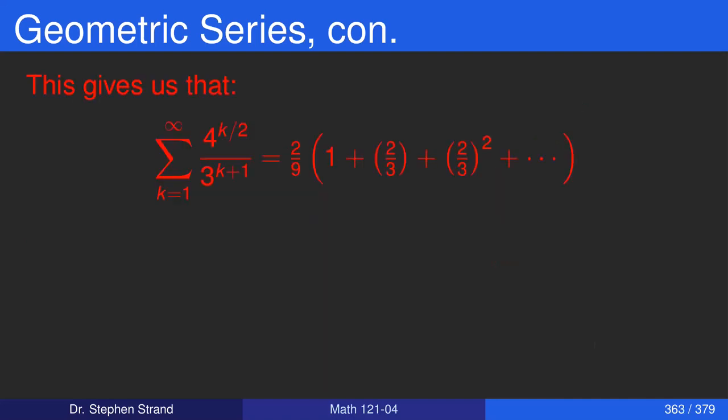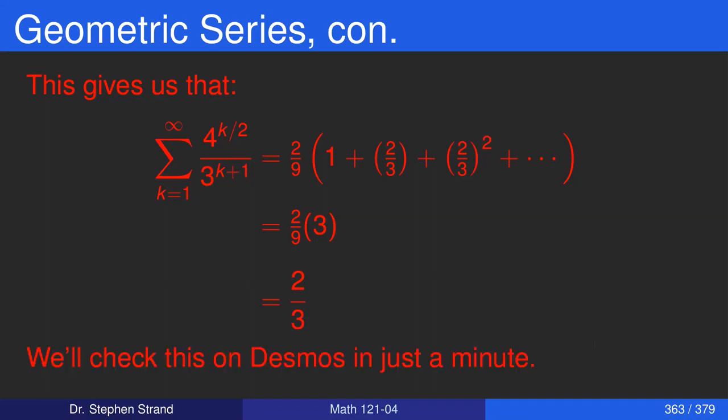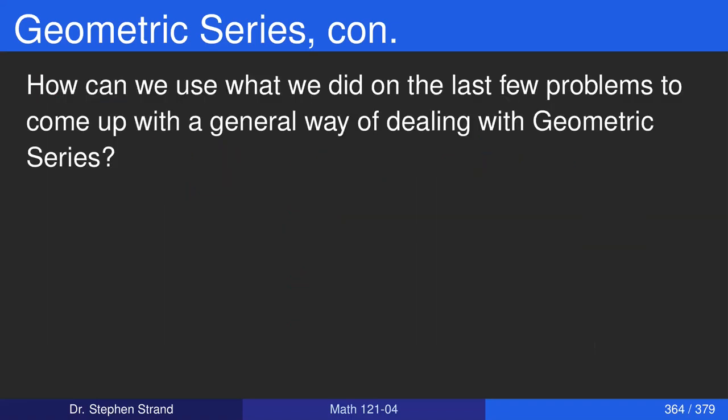So going back to the problem at hand, what is this series converging to? Well, it's the same thing. It's just multiplied by 2/9. And so the sum that it's going to converge to should be 2/3. Okay. And what I want to do is, again, we're going to check this in Desmos in just a minute to verify our calculations.